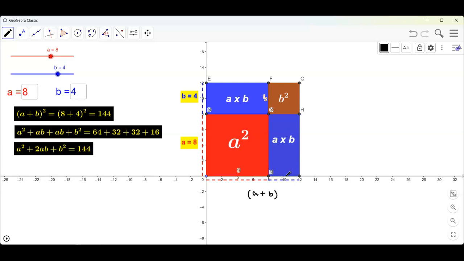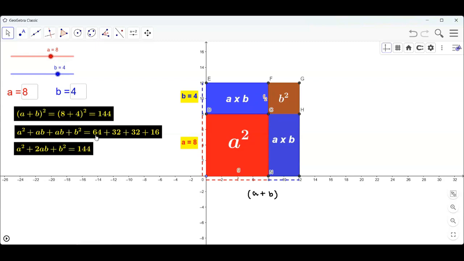Then the area of the rectangle: this length is 4 and this is 8, so length into breadth gives the area. If I take a is equal to 8, b is equal to 4, then a plus b the whole square is 8 plus 4, which is 12 square, that is 144. Algebraically, by the formula, we take a square, plus 2 times the area of the rectangle, that is a into b, which is ab, plus another small square, b square.